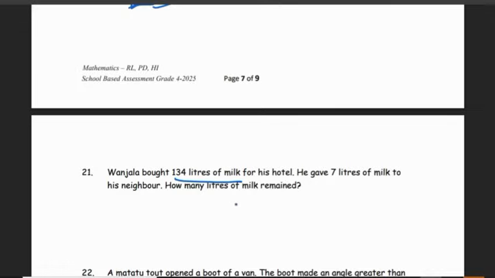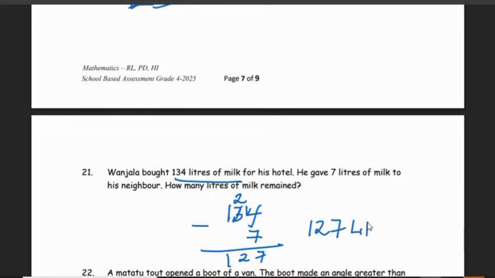If in total Wanjala had 134 and then he gave out only 7 liters, we are going to have 7 cannot be subtracted from 4. Then we need to carry 1 from 3, remains 2. Here you're going to have 14. 14 minus 7, that is 7. We have 2 and 1. So Wanjala remained with 127 liters of milk.